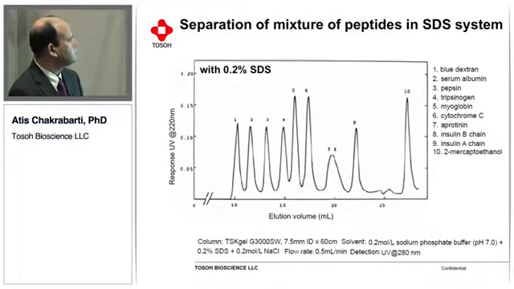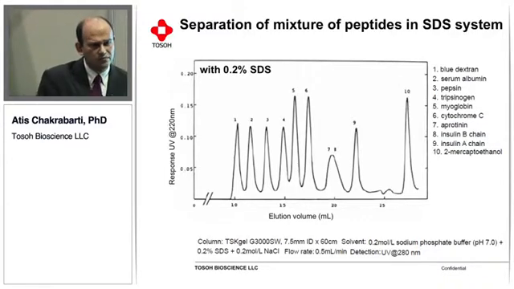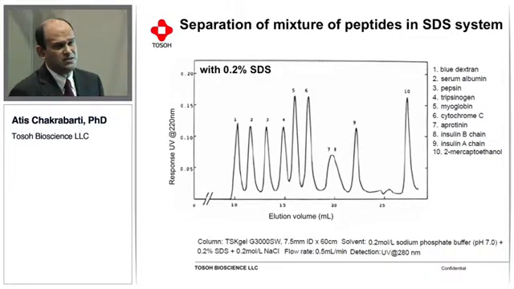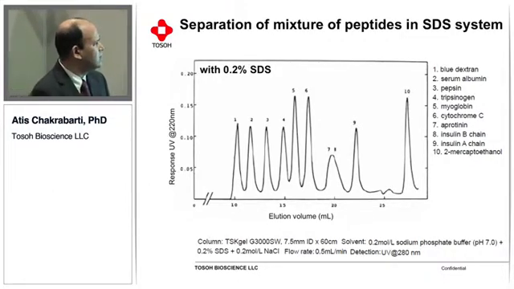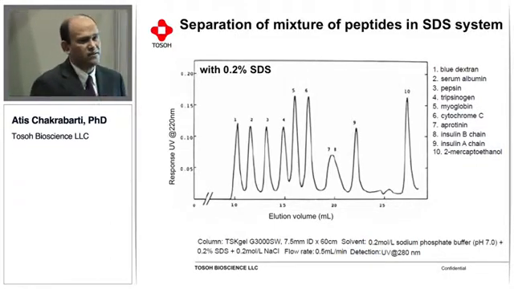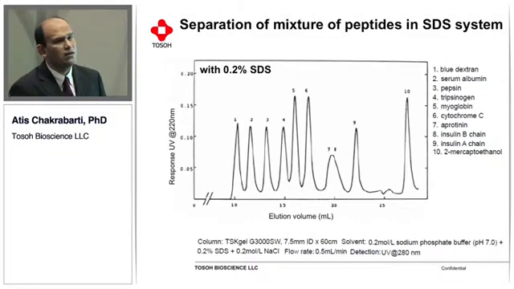Next slide please. This is the separation of the peptides using this column, TSK gel G3000SW. In this case it is not XL, it is the SW column, and we have used a number of different types of peptides. We have added 0.2% SDS surfactant in this case, and we could separate all of them very well, almost to the baseline, and this is the list of the different peptides we tried.